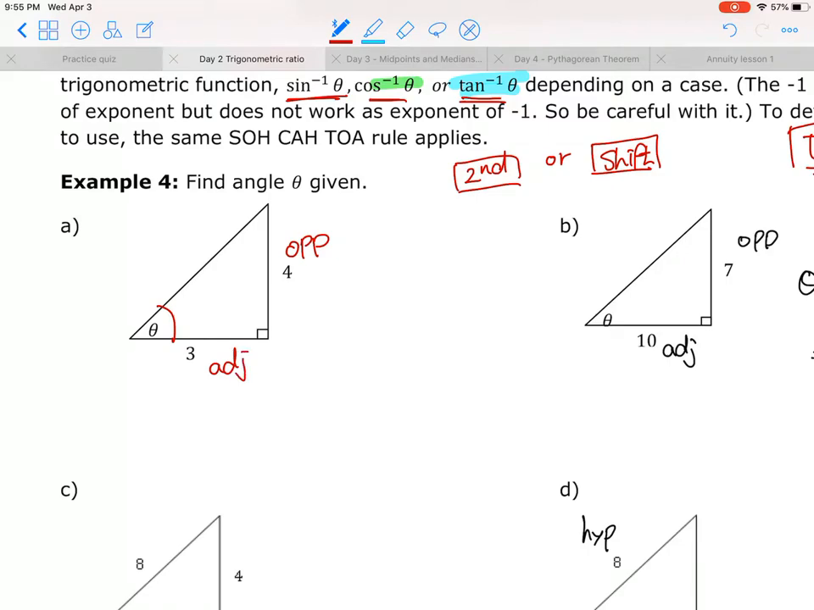Now, hopefully you're used to SOHCAHTOA. So from the SOHCAHTOA, the one that has O and A is TOA. So that means you're using tangent. So tangent of an angle, in this case theta, we do not know what it is, equals O over A, so opposite over adjacent.